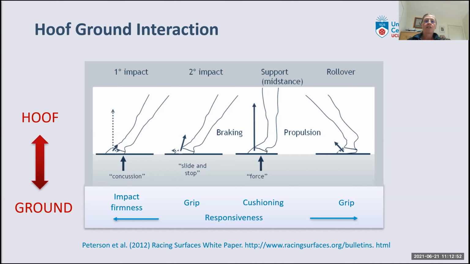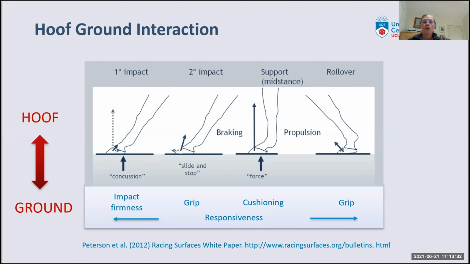If we then go to secondary impact, when the hoof slides and stops, then we're thinking about the braking forces and the amount that the hoof actually brakes. At this point, the limb's beginning to load. The influence, obviously, in relation to the surface is going to be in relation to grip. And so the frictional characteristics between the hoof and the ground, and also the shear resistance of the surface, are going to have an impact on secondary impact and how that is for the horse.